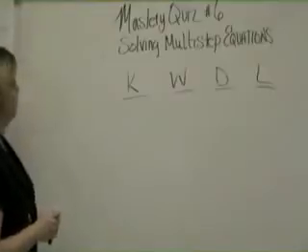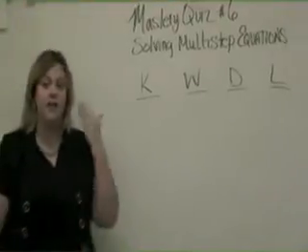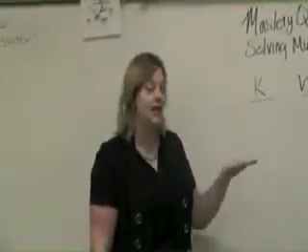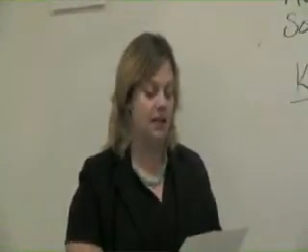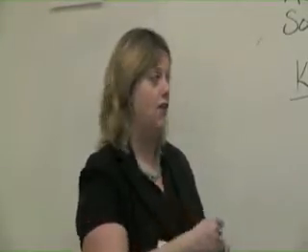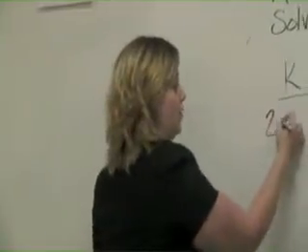In order to solve a word problem, the thinking strategy that we should use is the KWDL. The word problem goes like this. Jonathan wants to save $200. So we know that's under your "know." He wants $200 saved.